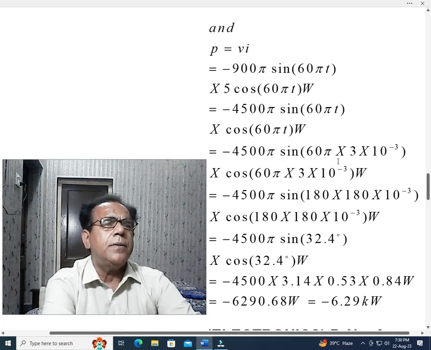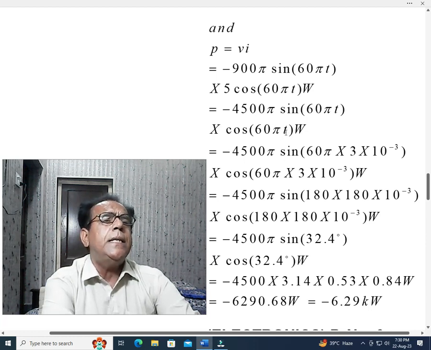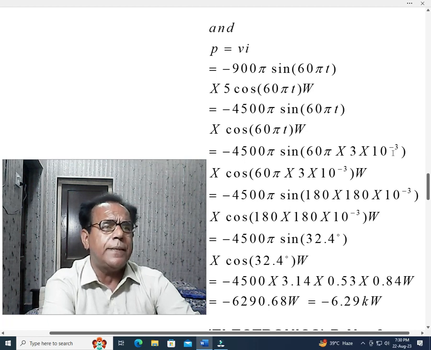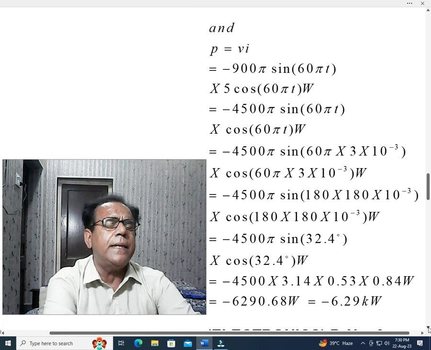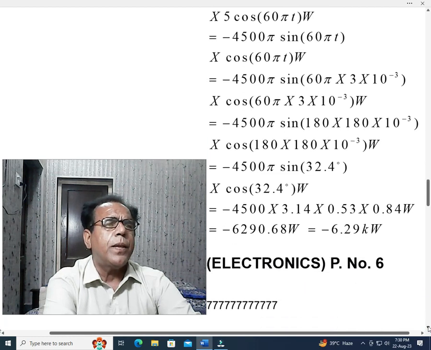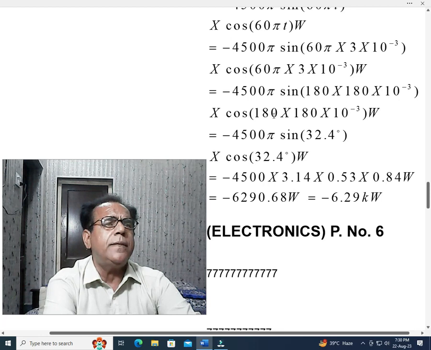In the next step, in place of t we have used 3 milliseconds, that is 3 into 10 raised to the power minus 3. So in both expressions we have replaced t by 3 millisecond. It is just simplification, nothing else. It again becomes 32.4, but here one time it comes as sin theta and one time as cos theta. So sin 32.4 and cos 32.4, their values will be taken.